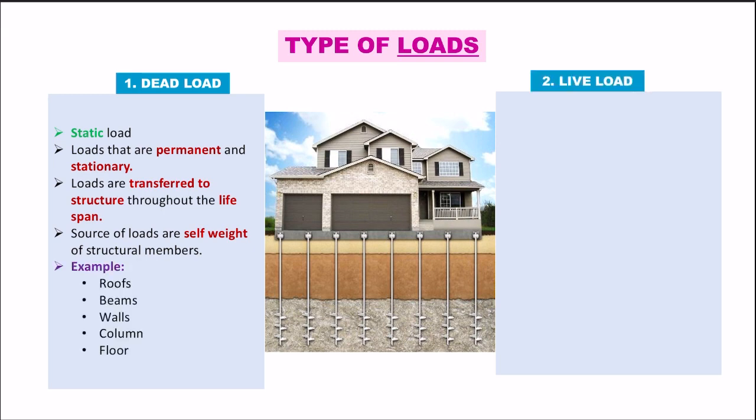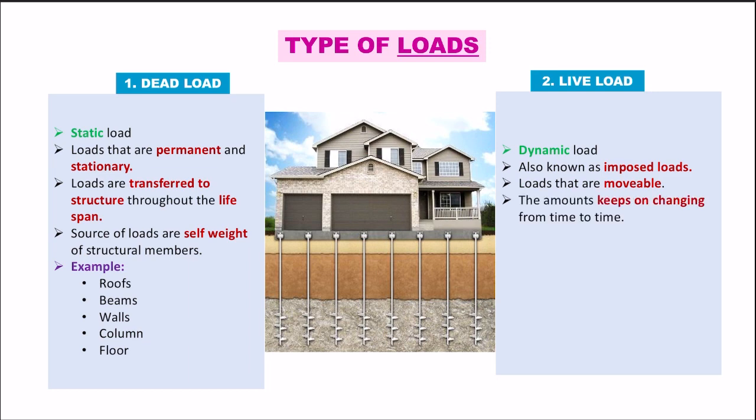And next, the live load. It is a dynamic load, which means that it keeps changing. Also known as imposed loads. Loads that are movable. The amounts keep on changing from time to time because it can move, so it will keep changing. For example, the occupants, furniture, plumbing, electrical appliances, snow, rain, and many others.